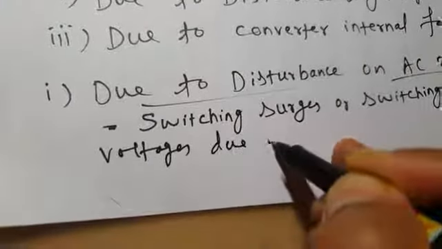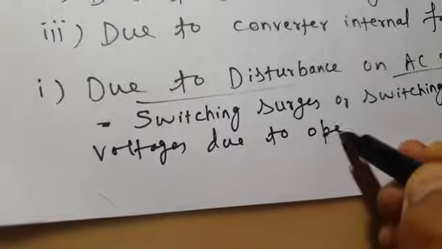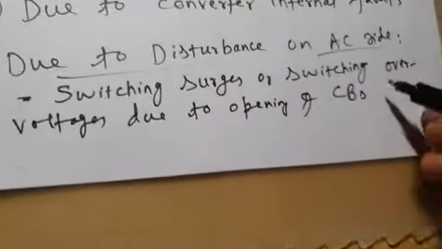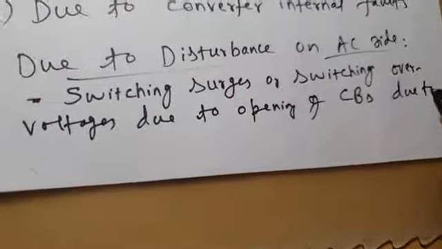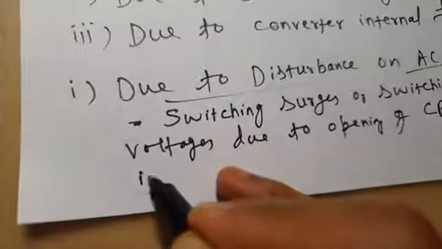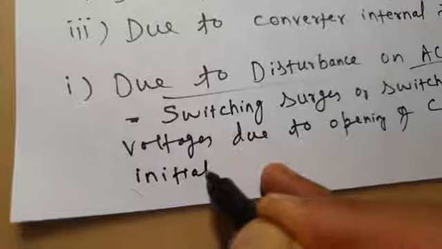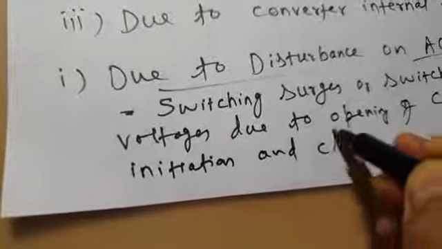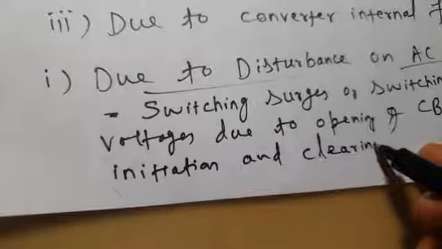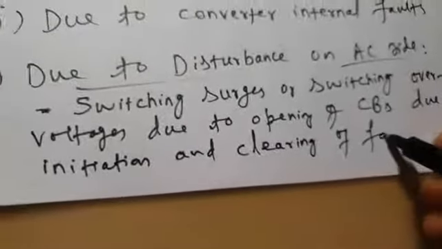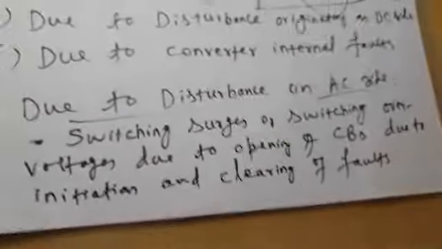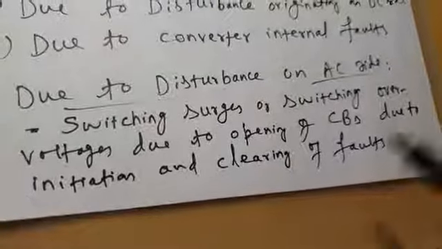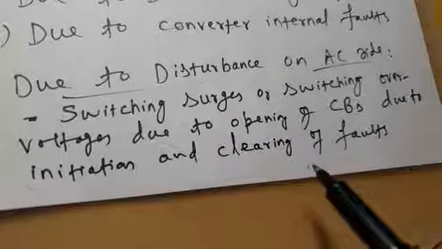due to opening of circuit breakers, due to initiation and clearing of faults. Let us suppose a fault has occurred, say a short circuit condition has prevailed. So what will your protective system do? It will start initiation and clearing of the fault.